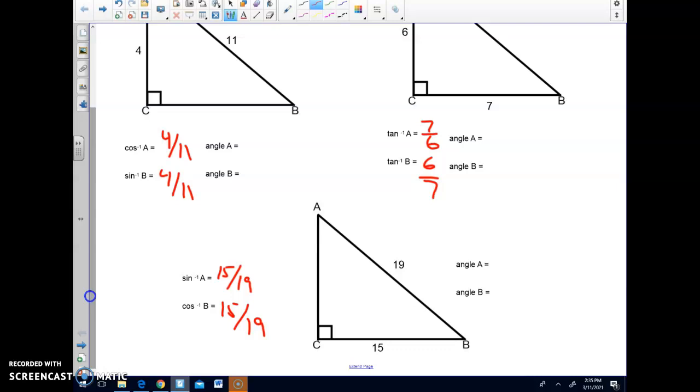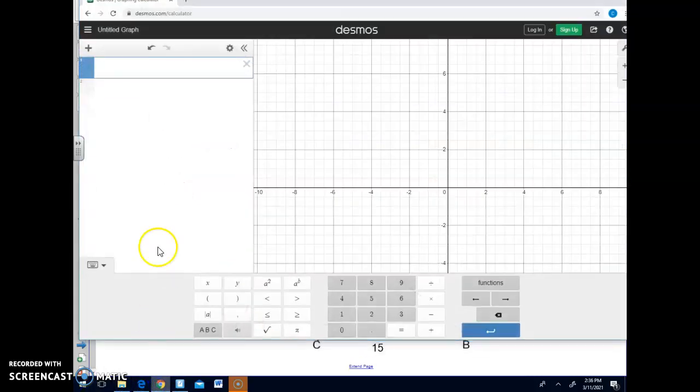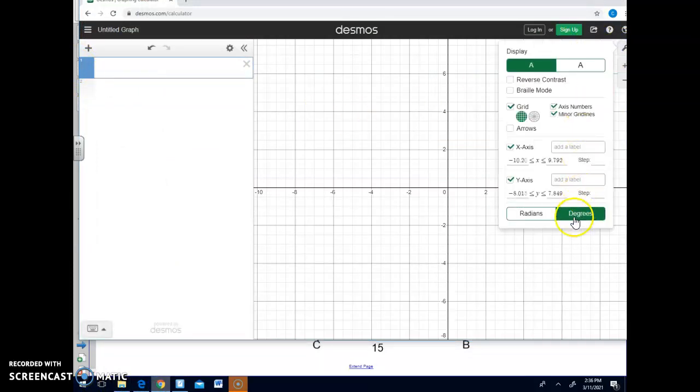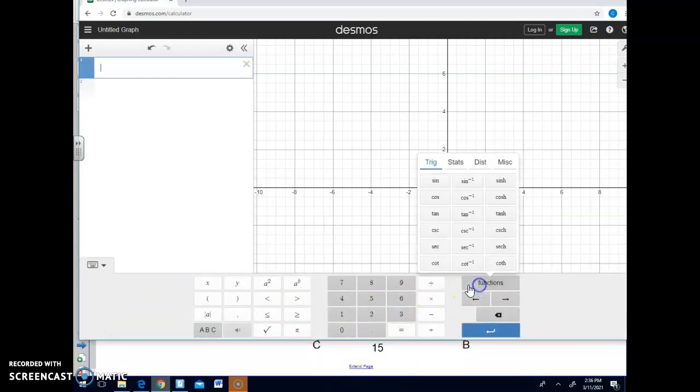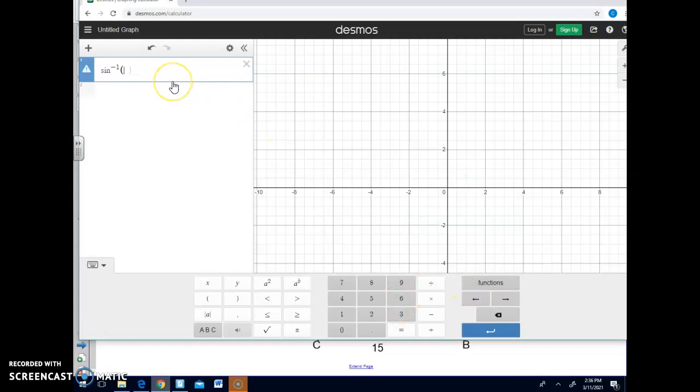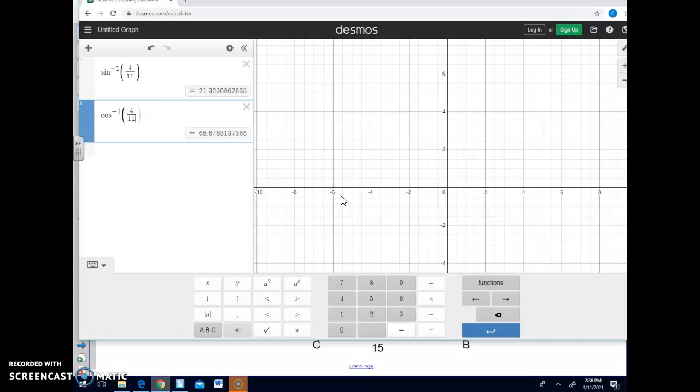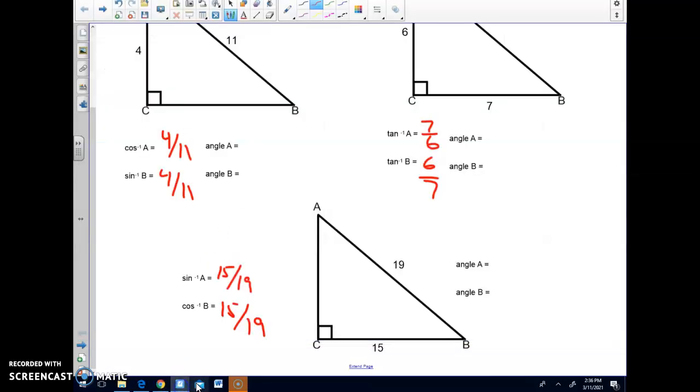And now I'm going to put them into the calculator. So we go to our Desmos calculator, and once again, I got to make sure I'm in degrees. I'm in degrees. Good. And now I'm going inverse sine 4 over 11. Inverse cosine 4 over 11. And I'm getting 68.68 and 21.32.